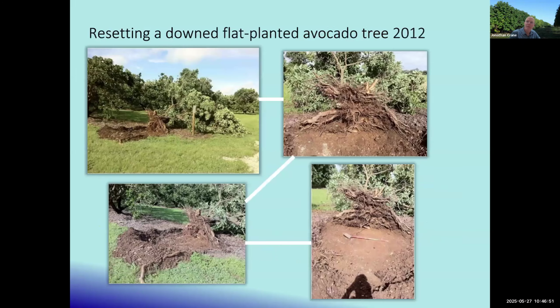So here's a tree that fell, and you can see the root system there and the canopy there. And so the soil was pulled back. You can see it was pulled back. And this is just showing you again that the soil was pulled back. Some of the root system had to be pruned.